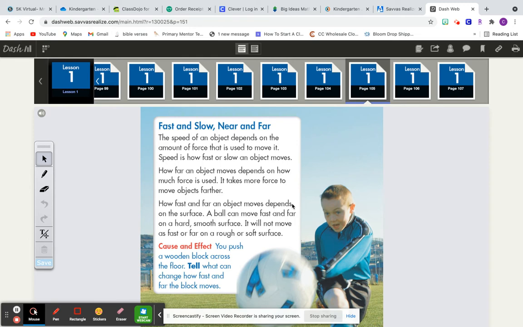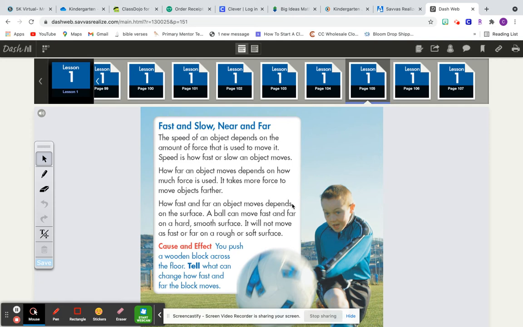The speed, all right, so we're talking about fast and slow and near and far. The speed of an object depends on the amount of force that is used to move it. Speed is how fast or slow an object moves. How far an object moves depends on how much force is used. It takes more force to move an object farther. So think about if you're throwing a baseball and you don't use a lot of force, you just throw it very easy. It's not going to go far. But the more force you put into throwing that ball, the further the ball is going to go.